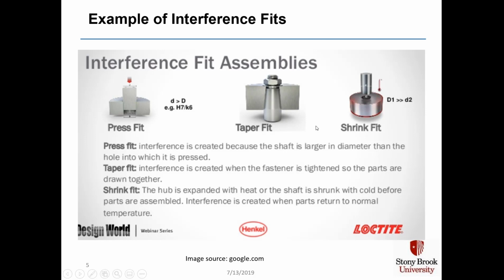And you can have a shrink fit where the hub, which is this part here, is expanded with heat, or you can shrink the shaft with cold before the parts are assembled, and then when the parts come back to room temperature, interference is created.